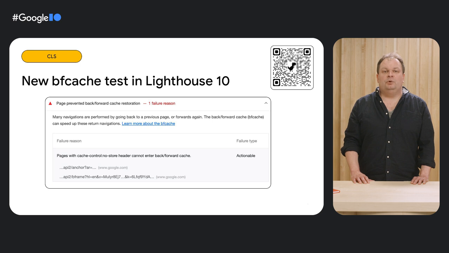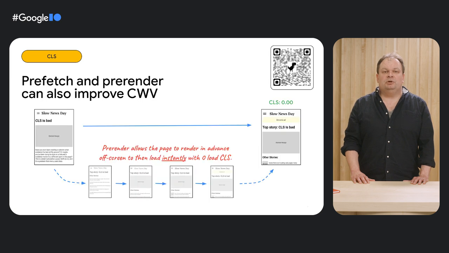In Lighthouse 10, we added a new audit to do the same test for you, and again explain the reasons why a page is ineligible if it is. We also have a JavaScript API, the NotRestoredReasons API, that allows you to identify blocking reasons in the field and report it back to your analytics. The BF cache is one of a series of instant page navigations that the Chrome team is working on to make browsing the web faster. Keep an eye out for other improvements in this area like prefetching and prerendering, which can also improve your Core Web Vitals.